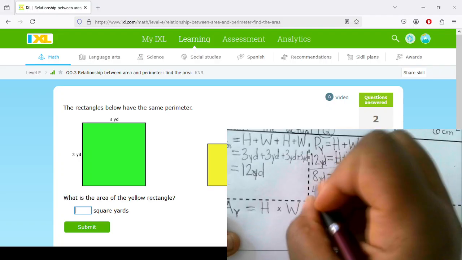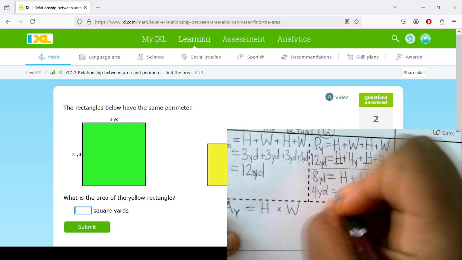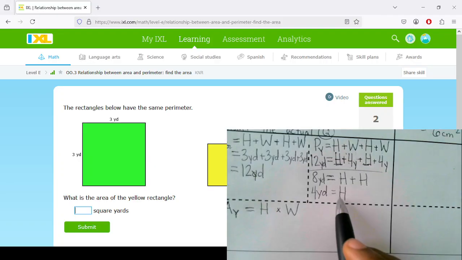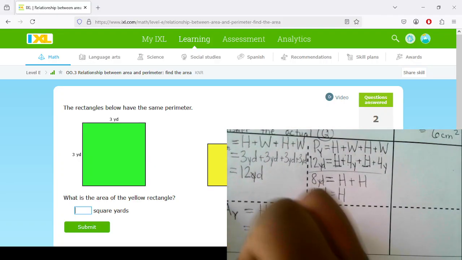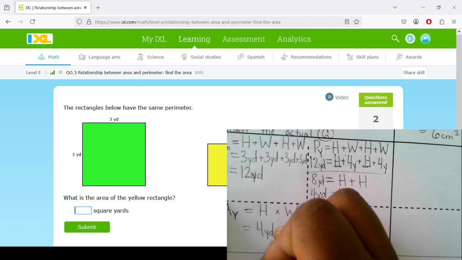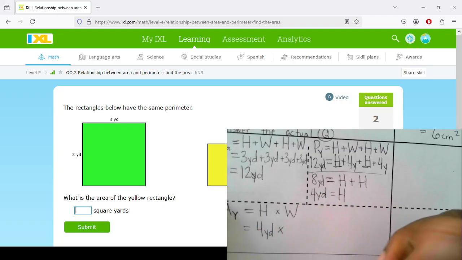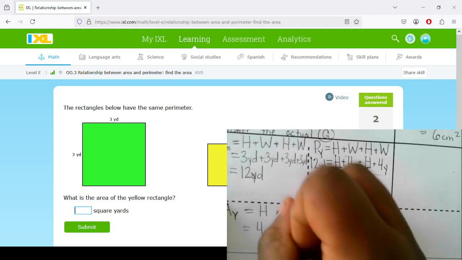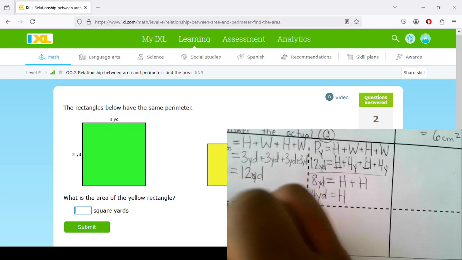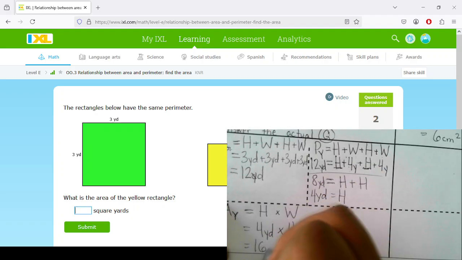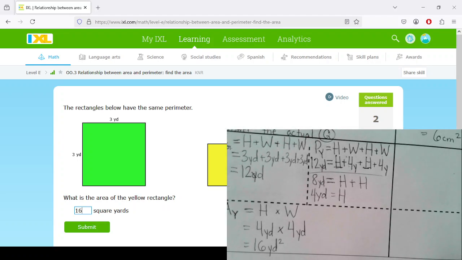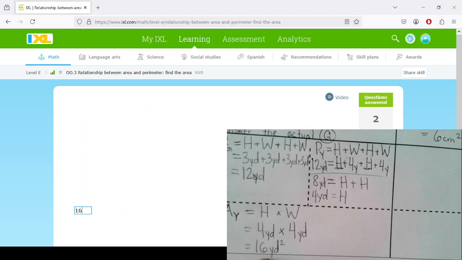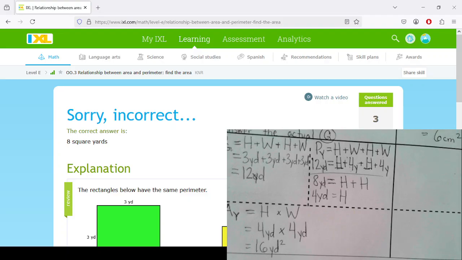So 4 yards. So I've calculated that the height is 4 yards, multiplied by the width from the diagram, which is 4 yards. That gives me 16 square yards for the area. So when I type that in, I'm going to type in 16 square yards. Oh no, I got it wrong. I don't need to panic.